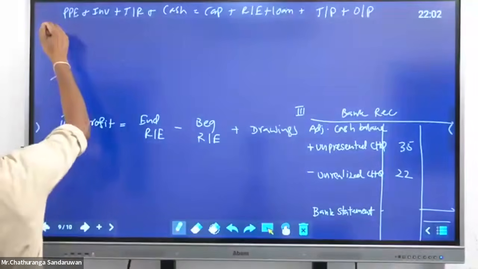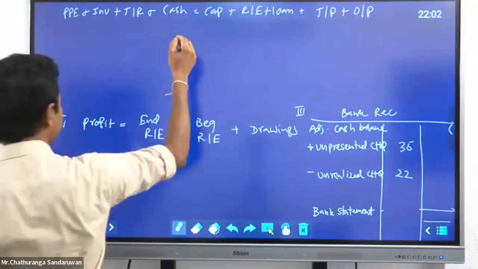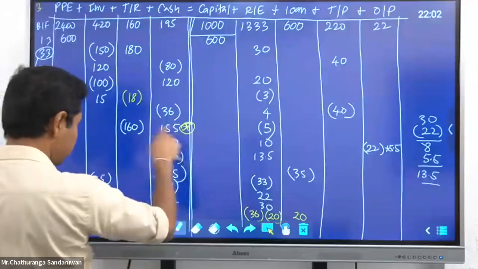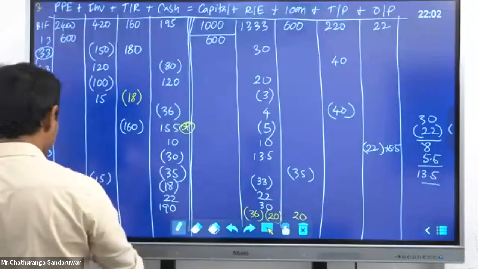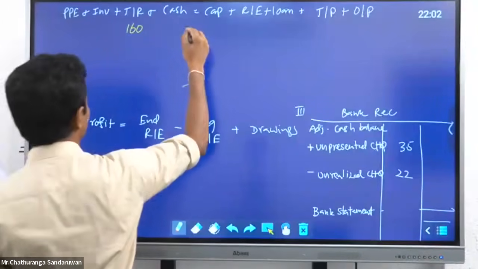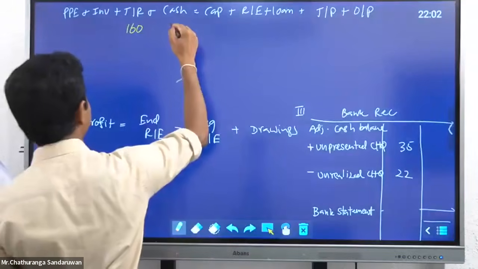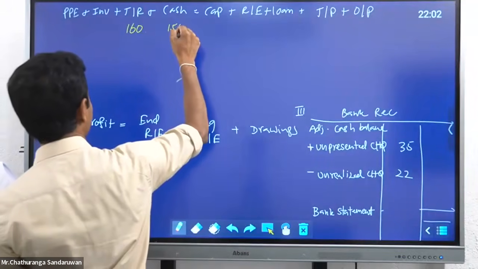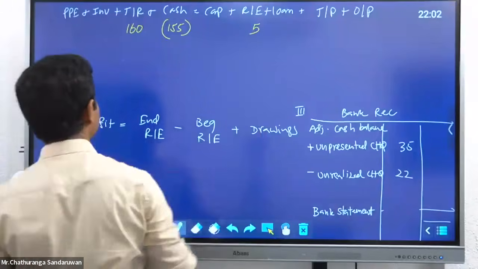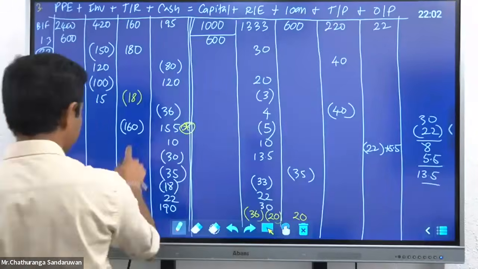Therefore, when you cancel it, debtor will be increased by 160. The reversal of this, right? Reversal of this. So trade receivables increase by 160. Cash will decrease by 155. Retained earnings increase by 5. The reversal of this, right?